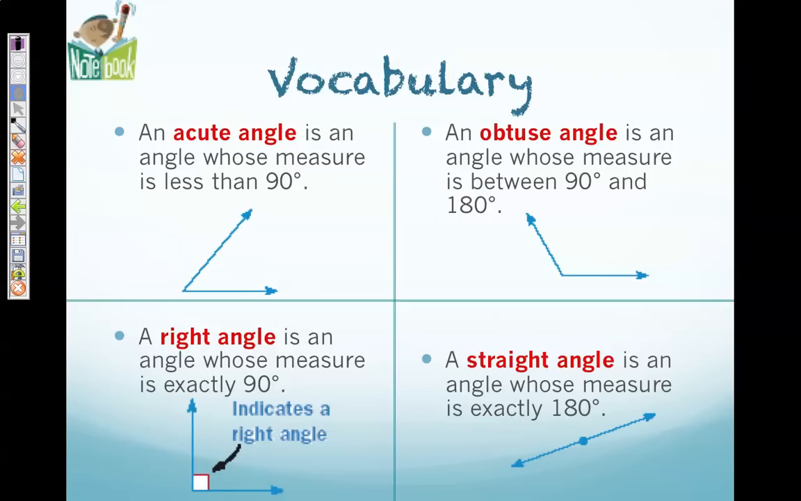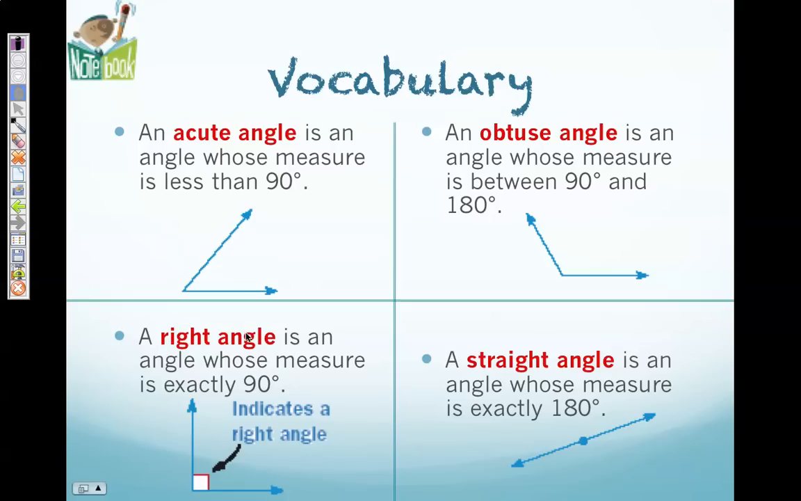The first type of angle we're going to discuss is an acute angle. An acute angle is an angle whose measure is less than 90 degrees. The second type of angle we're going to talk about is an obtuse angle, and this is an angle whose measure is between 90 and 180 degrees. So it is larger than a 90-degree angle, but less than a 180-degree angle.